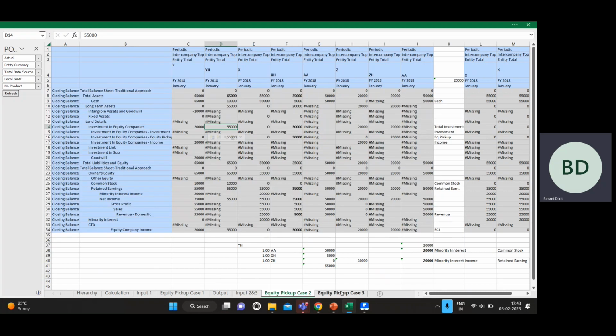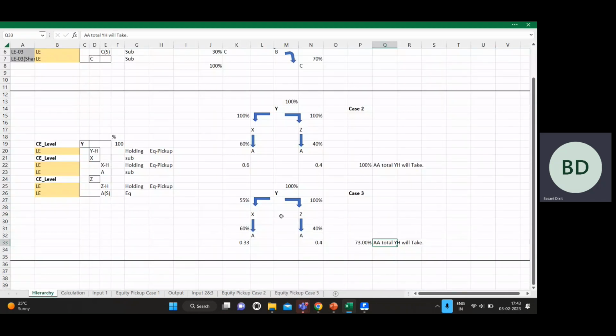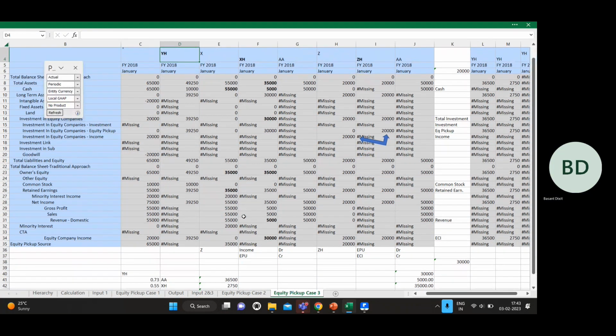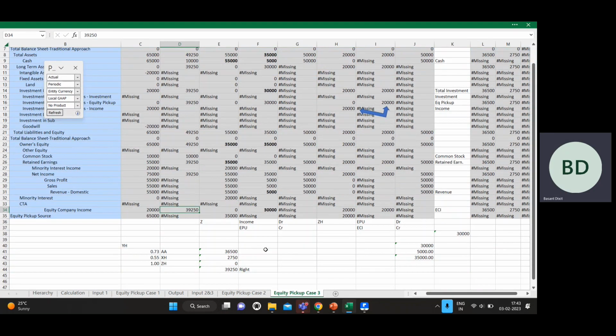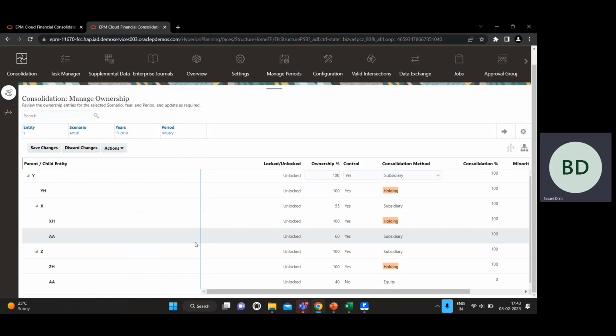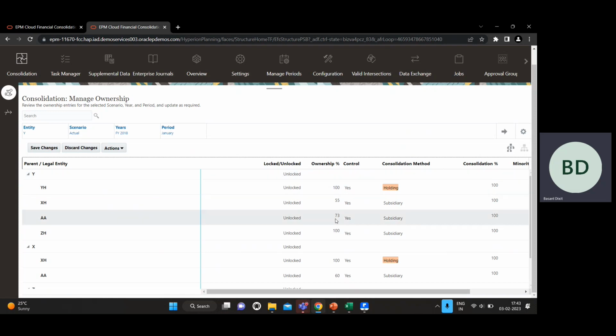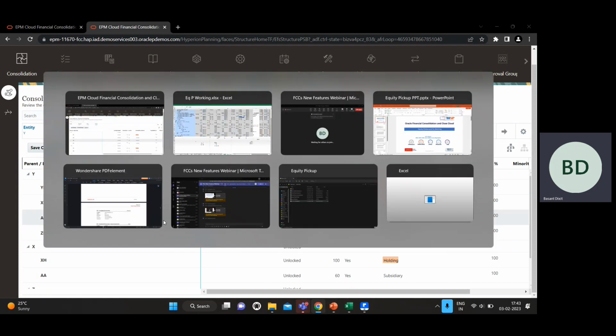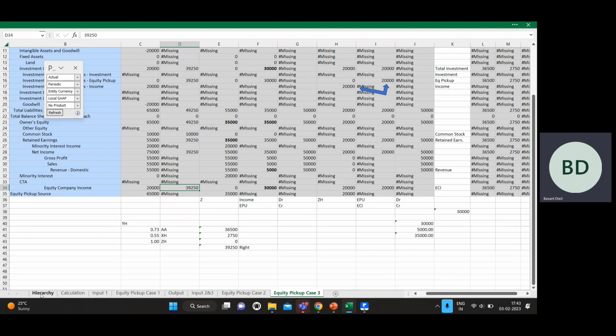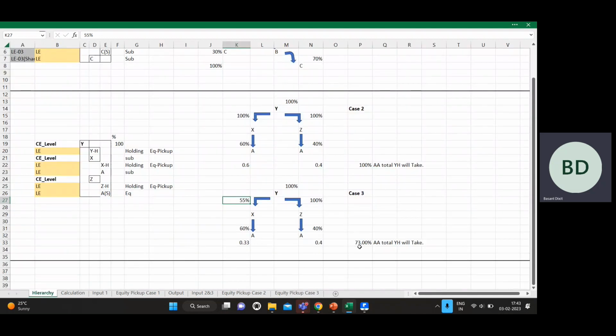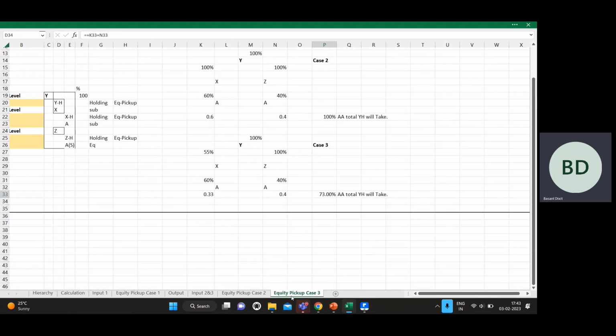But in this case, when we have changed the ownership, let me show you, we have changed the ownership of X to 55%. So what figures are we getting? What revenue should come? Let me show you the legal hierarchy also. In the legal hierarchy, as you can see, the Y only takes 73% of the double A. That is why it is taking 73%, which we have calculated also.